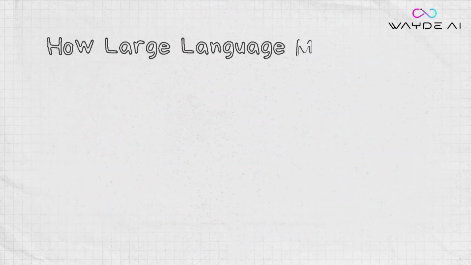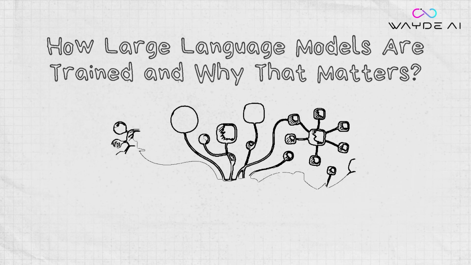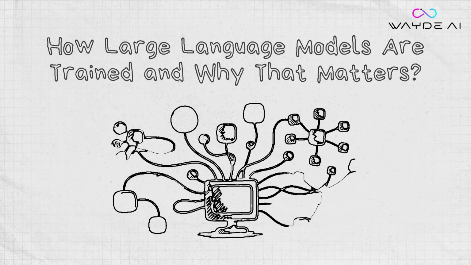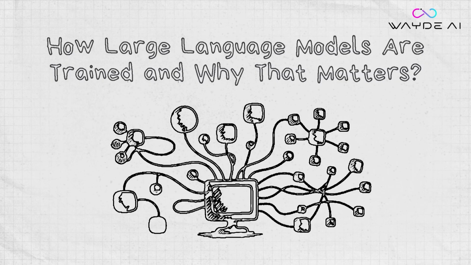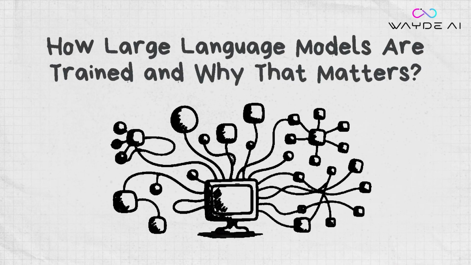How large language models are trained and why that matters. Before we talk about how large language models, also known as LLMs, are trained, it's important to set expectations. These systems do not think, reason, or understand. They're trained to generate language based on patterns and data.